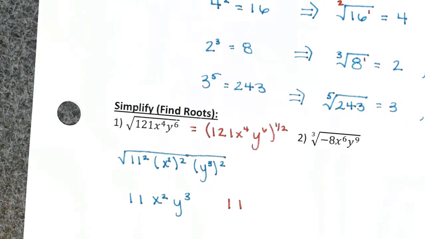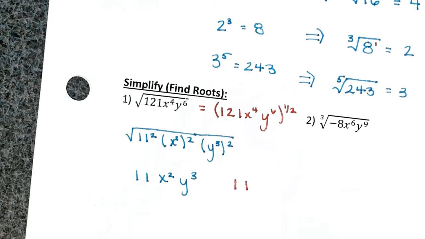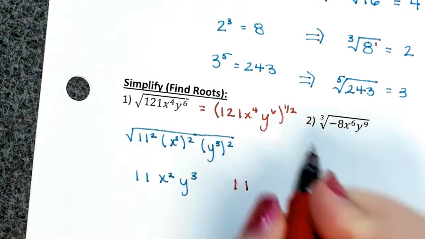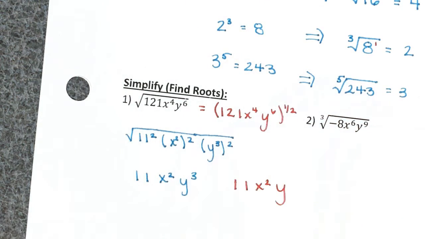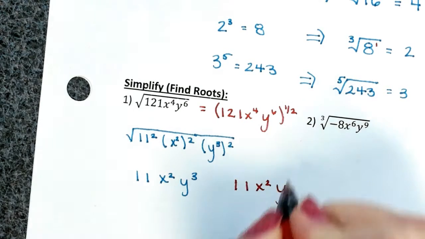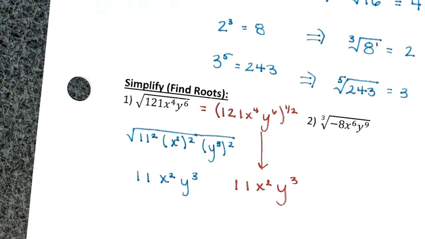X to the 4th raised to the 1/2, you're going to multiply powers to powers, right? So what is 4 times 1 divided by 2? For the y, what is 6 times 1 divided by 2? And notice you'll get the exact same answer either way. Okay. Yes? No, I don't care. I don't care how you do these, as long as you can get to them.